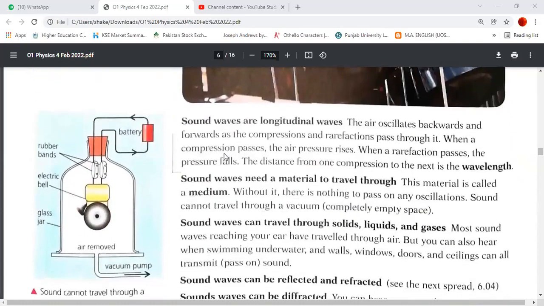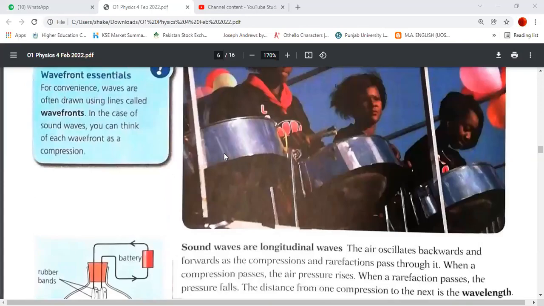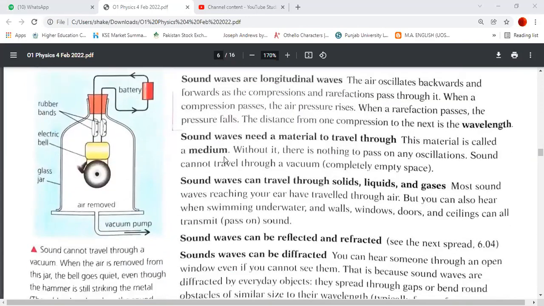Now we have to look at the two types of waves you have already learned. What are those two types? One is longitudinal waves.